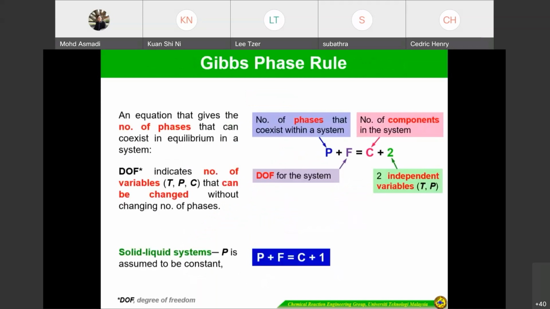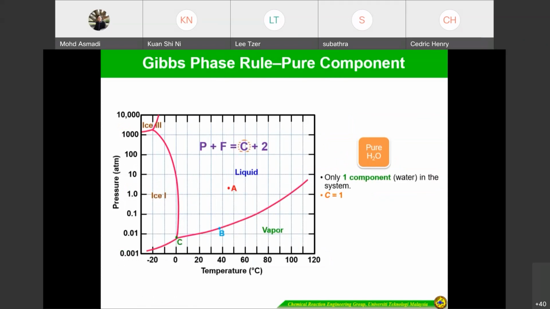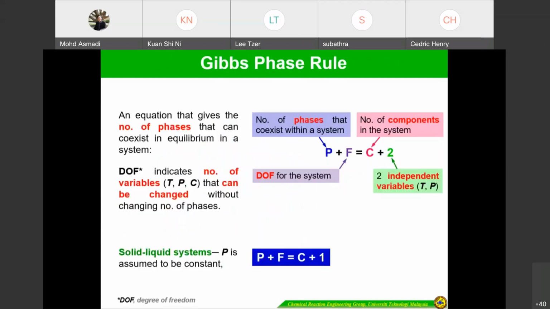The Gibbs phase rule is an equation that gives us the number of phases that can coexist in equilibrium in the system. The degree of freedom indicates the number of variables that can be changed without changing the number of phases. These are the variables we can change: T, P, or C. For a solid-liquid system, P is assumed to be constant. For pure H2O, just recall what you have already learned in mass or energy balance. This is phase, degree of freedom, components.